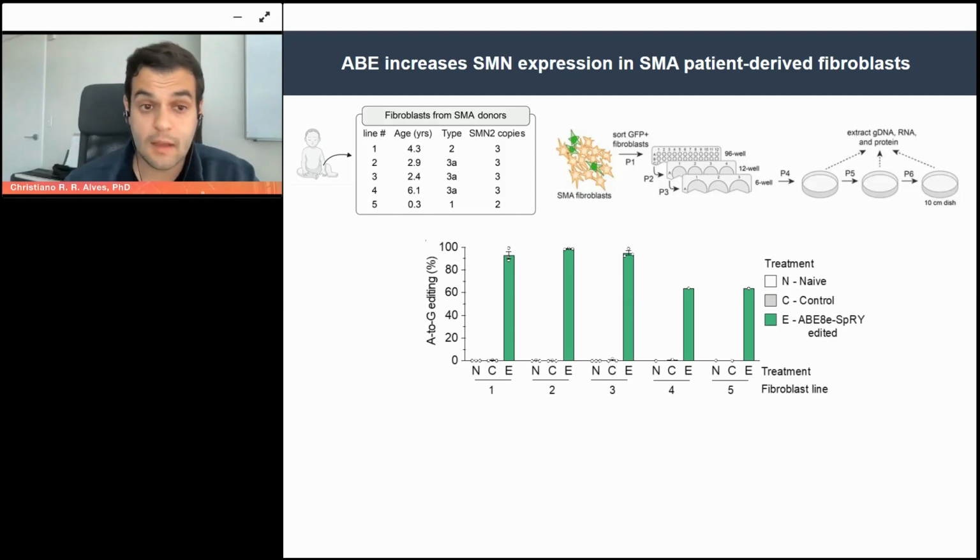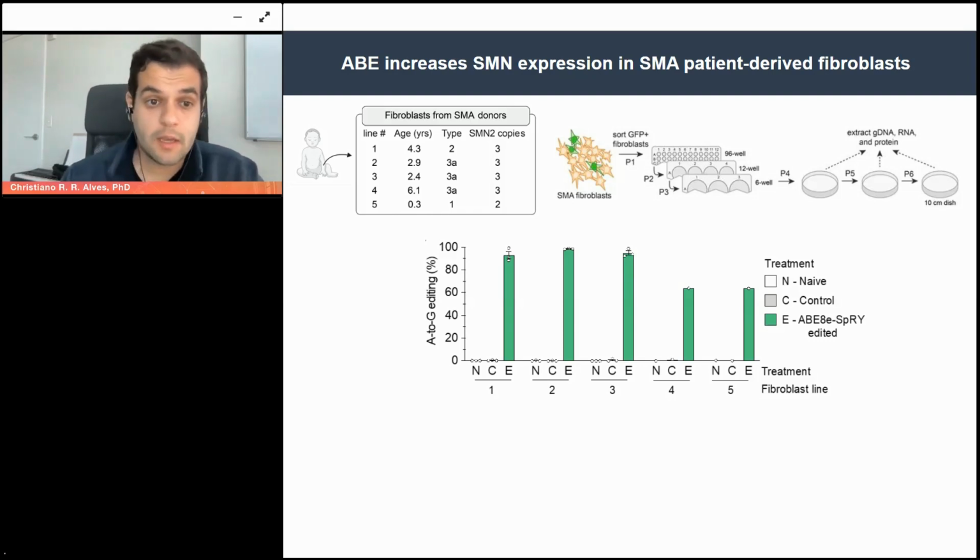So what we see in this slide is data from 5 different cell lines, all done independently, and in 3 of those you can reach almost 100% editing. So it's for sure higher than 80% editing, and in some lines we reach like 99% on-target editing. So it's a really, really efficient system to edit fibroblasts from these patients.